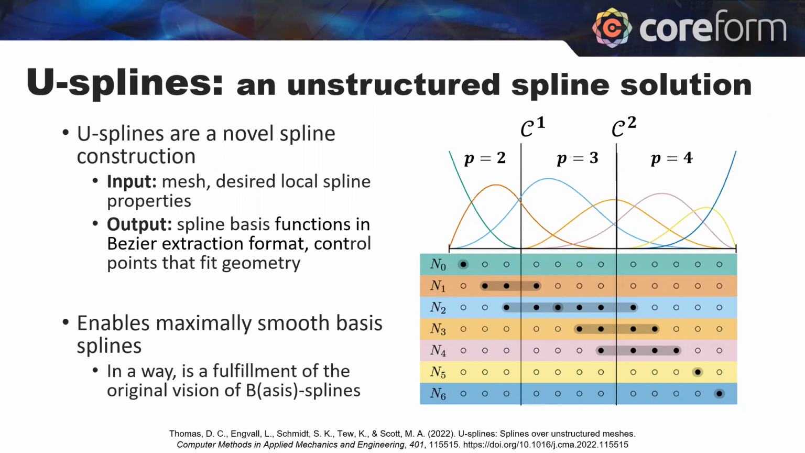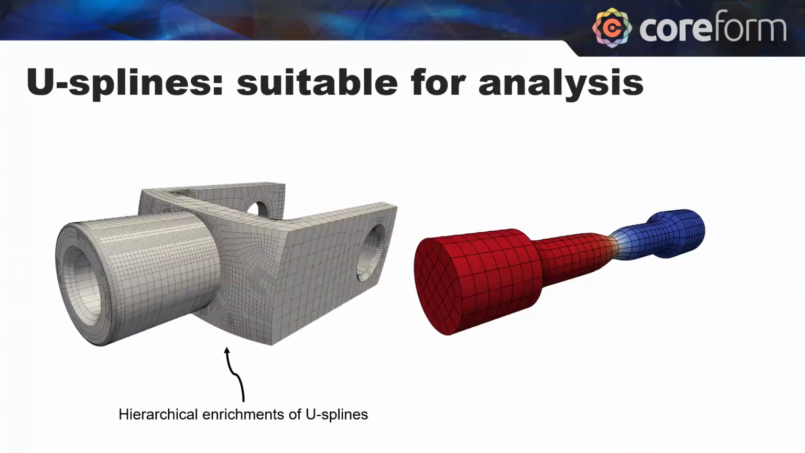And we have a paper that's been published in Computer Methods in Applied Mechanics and Engineering, also known as CMAME. There's a link down there if you wish to find that and read about it. I think it's electronically available right now, and I think it'll be a published paper soon. And the key thing with U-splines is we developed them not only to be suitable for defining CAD surfaces, but also to be suitable for analysis.